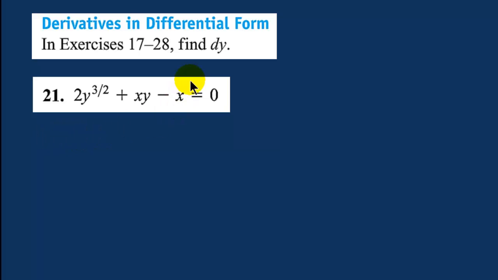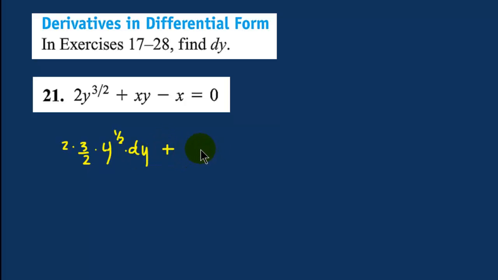So let's find dy in number 21. So we take the derivative of 2y, and then also we take the derivative of xy, and then we take the derivative of x multiplied by dx. So let's do that. We have 2 times 3 halves, and then we multiply y raised to the 3 halves minus 1, which would be 1 half, dy.